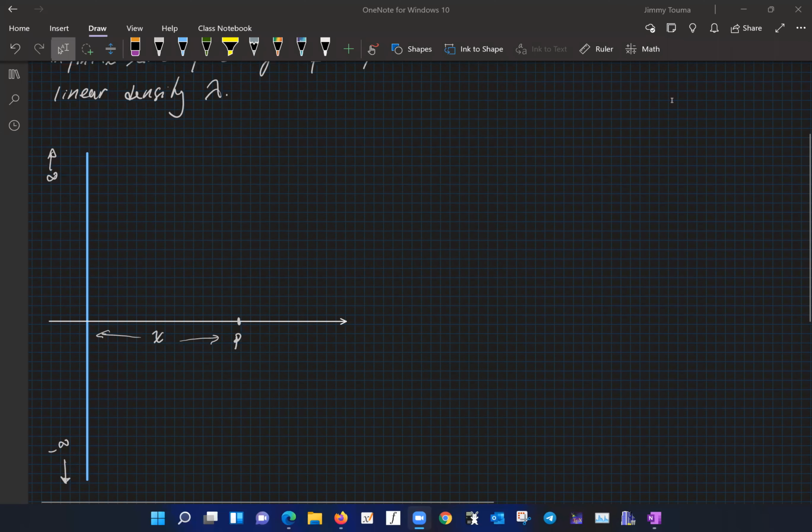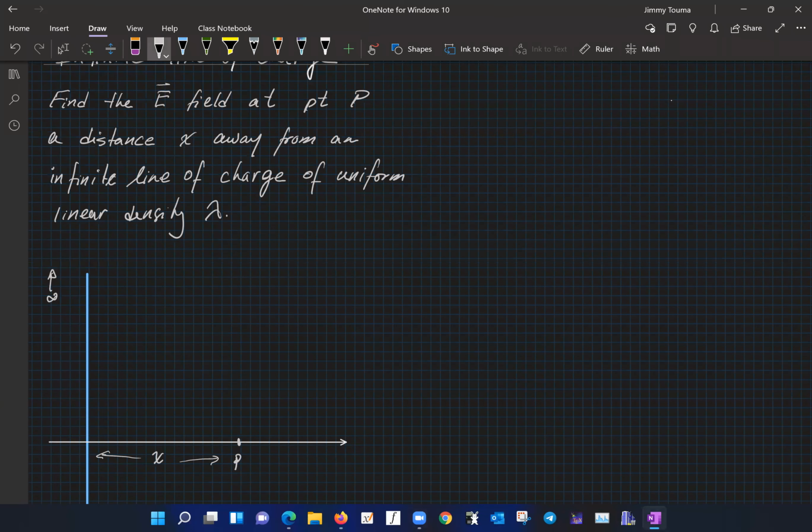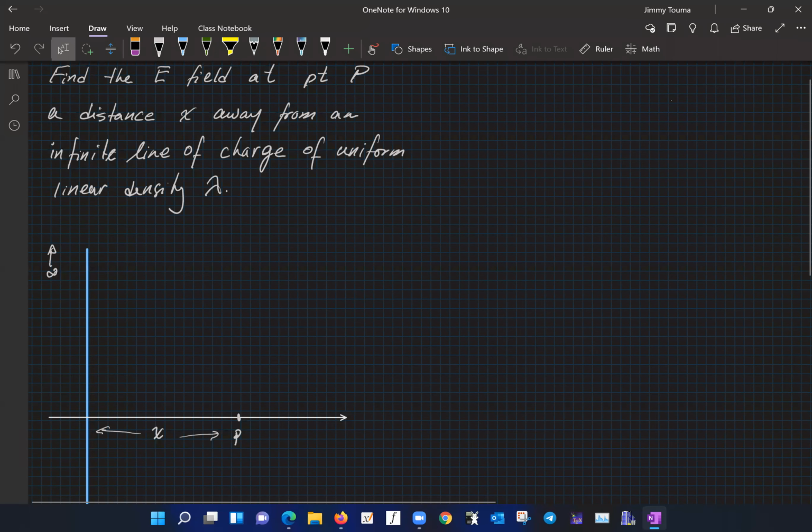All right, tonight I'll be doing the infinite line of charge. So we want to find E at this point P right here. When we have an infinite line of charge, that's in blue, P is a distance x away from the line of charge. And the density on this is uniform. Uniform linear charge density. Uniform means constant.